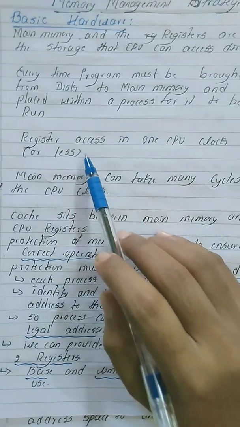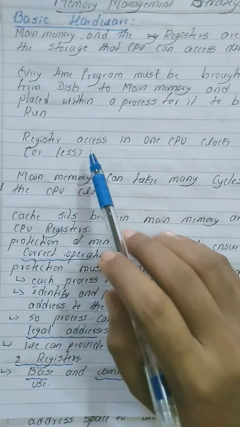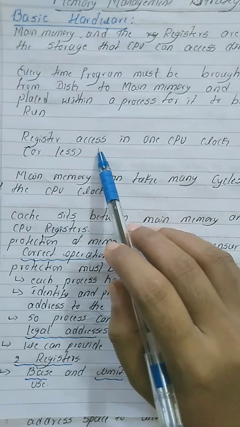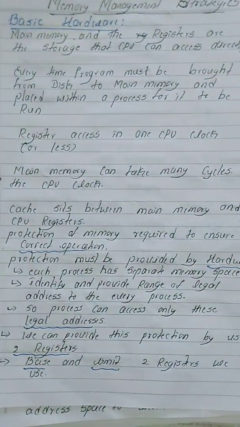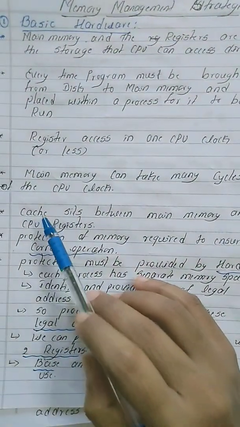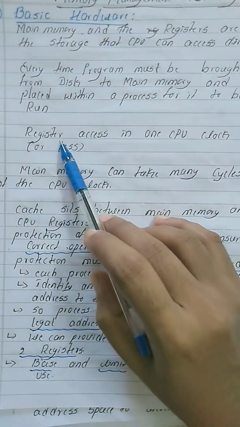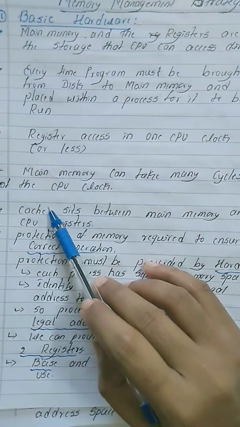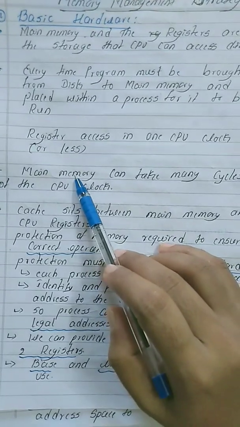Registers take fewer CPU cycles, meaning execution cycles, than the main memory. So what is the meaning of cache here? Cache memory comes between the register and the main memory.